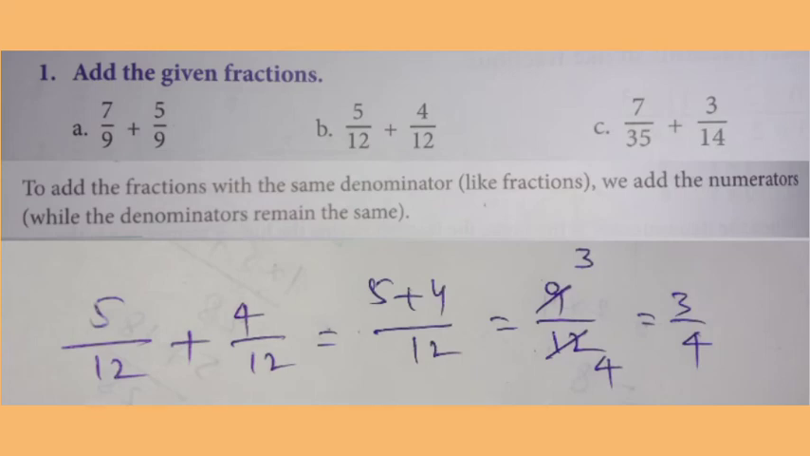Part B, 5 by 12 plus 4 by 12. Addition of like fractions follows. To add the fractions with the same denominator, that is like fractions, we add the numerators while the denominators remain the same, which equals 5 plus 4 by 12, which equals 9 by 12.